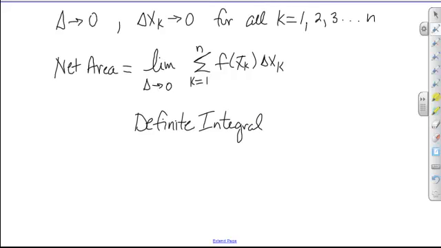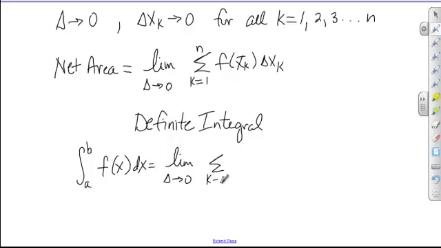So if we want to define a definite integral, we use the integral sign notation with the limits from a to b of f of x dx. That is, by definition, the limit as the width of the largest subinterval approaches 0 of the Riemann sum. Now we say that if this limit right here exists, then the function is integrable.